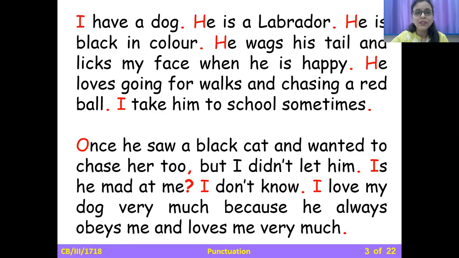Now, look at that paragraph again with all the punctuations given there. Let me read it again for you. I have a dog. He is a Labrador. He is black in color. He wags his tail and licks my face when he's happy. He loves going for walks and chasing a red ball. I take him to school sometimes. Once he saw a black cat and wanted to chase her too, but I didn't let him. Is he mad at me? I don't know. I love my dog very much because he always obeys me and loves me very much.